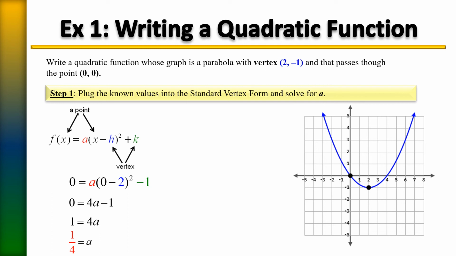So sure enough, just as we suspected, it was going to be a fraction there which represented a vertical compression. So when we put it all together, our function then is going to be f of x equals 1/4 times (x minus 2) squared minus 1. And there you have it, writing quadratic functions.